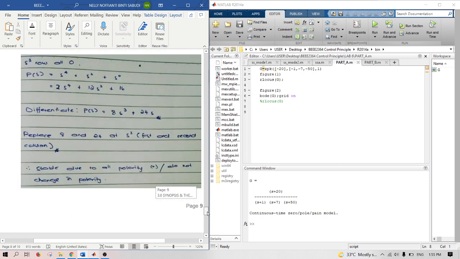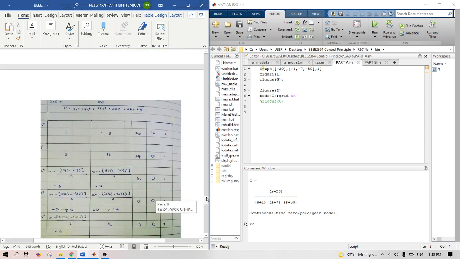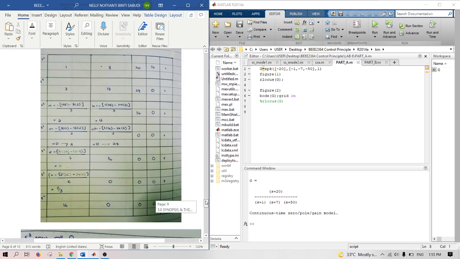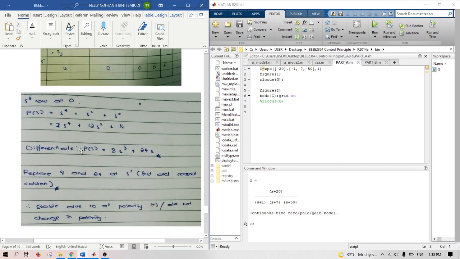And as for the third one, okay, this is the third one. The third one will produce 0 at row S3. As you can see here, this is S3. At row S3, all of it is 0. So this is a special case where you need to use this kind of method.